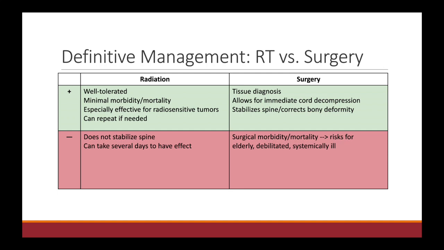Surgery also allows for immediate cord decompression, and it can mechanically stabilize the spine and correct bony deformities. However, the downside of surgery, of course, is that there is a lot of morbidity and mortality associated with surgery, and this can pose a much higher risk in elderly, debilitated, and systemically ill patients.